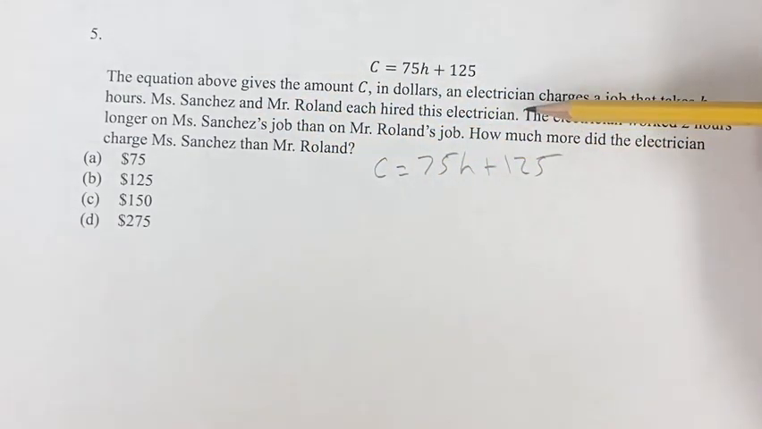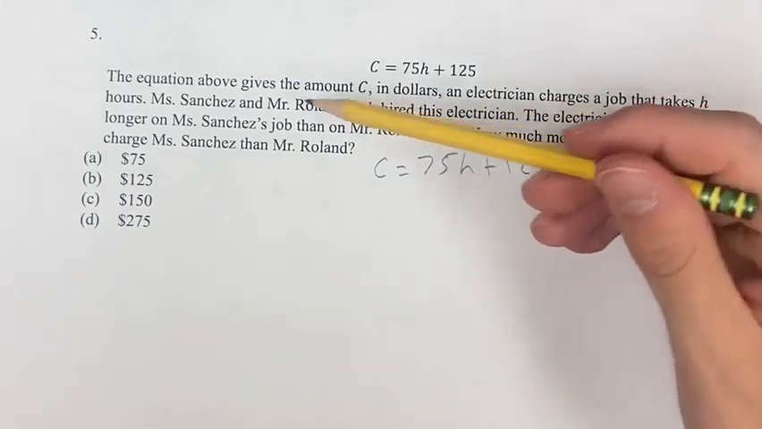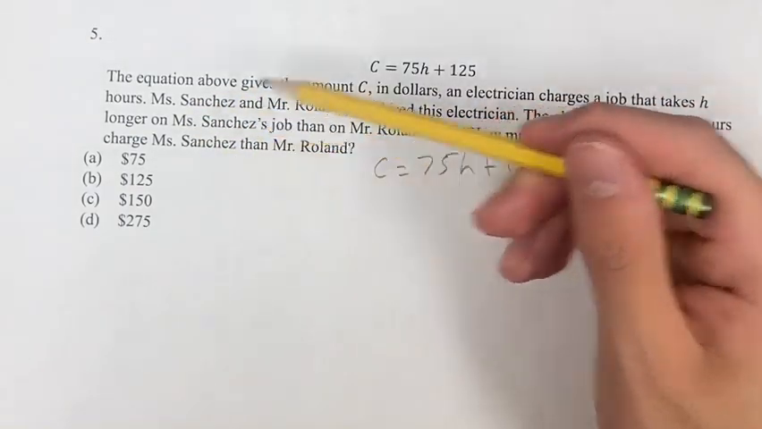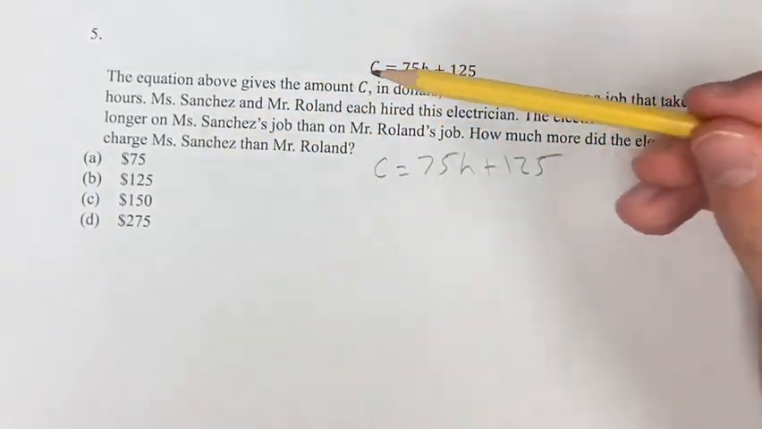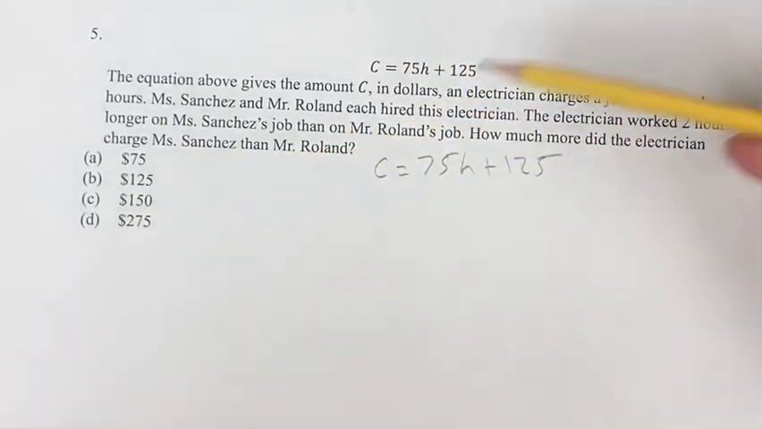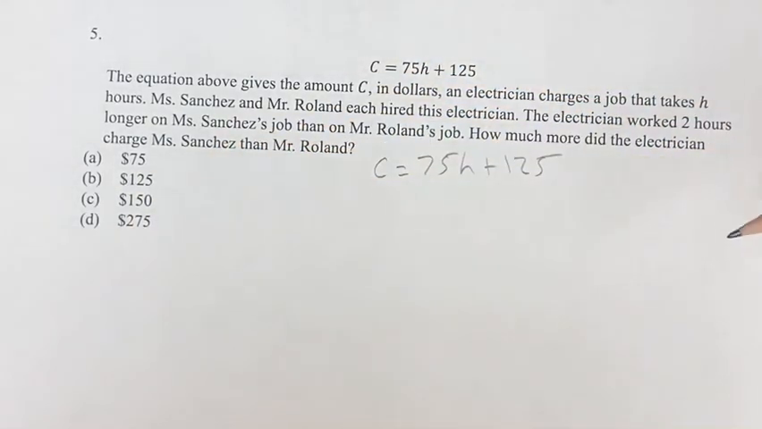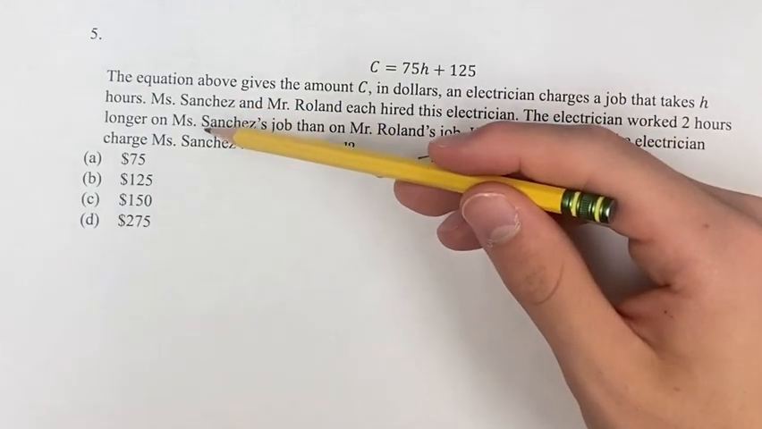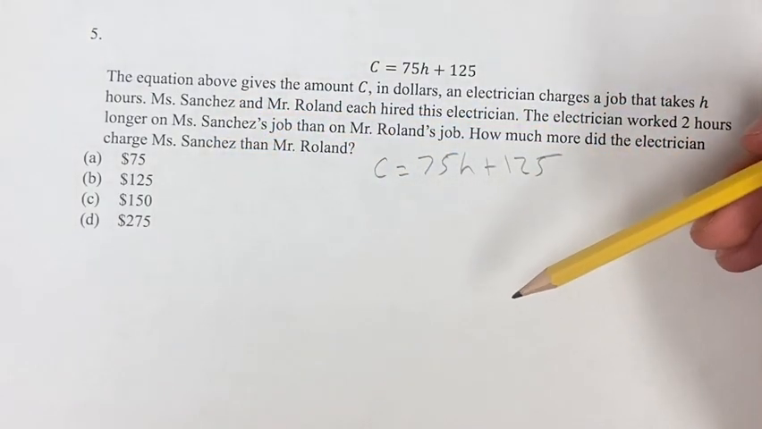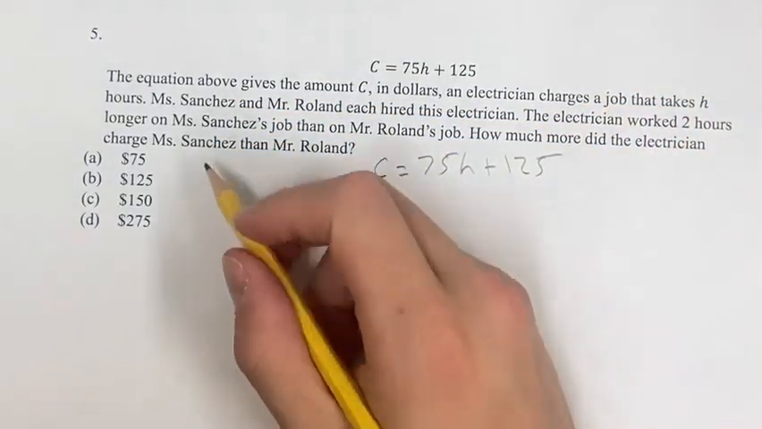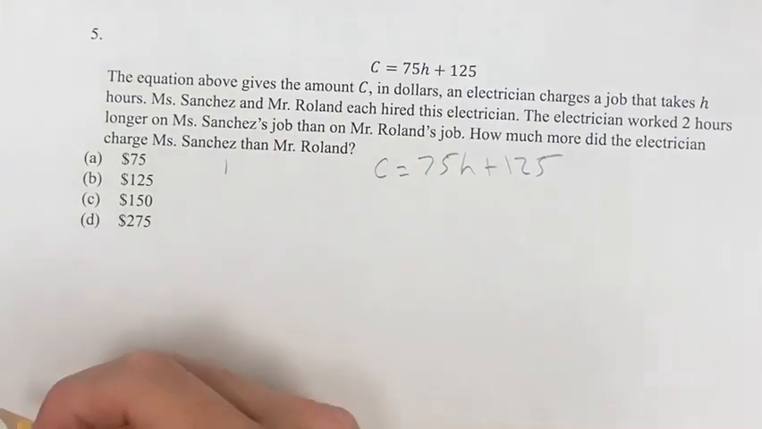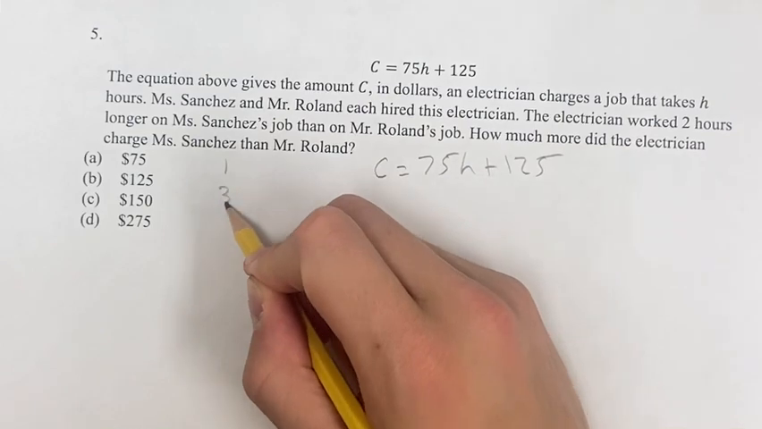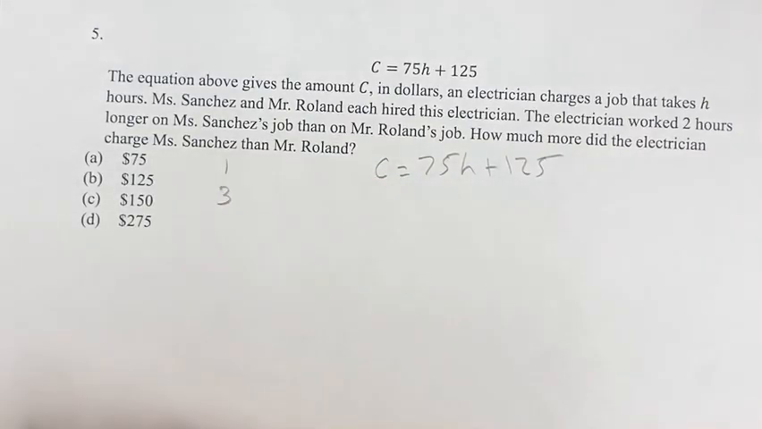so it doesn't actually matter how many hours the electrician worked on Mrs. Sanchez's job or Mr. Roland's. The only thing is we have to pick any value of hours for Mrs. Sanchez and make that 2 more than Mr. Roland's. So let's say for Mr. Roland, the electrician worked for 1 hour. The electrician worked for 3 hours on Mrs. Sanchez, therefore, because it's 2 longer than 1.